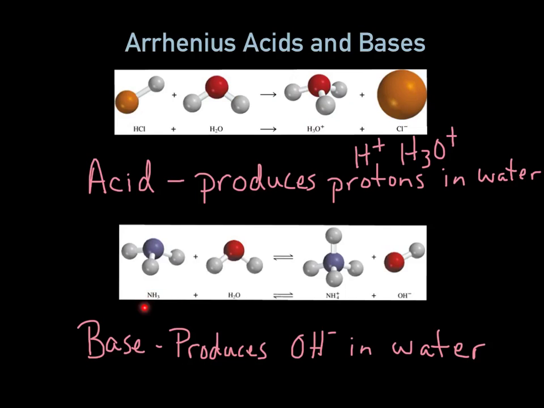So we've got NH3, which is ammonia, reacts with water, and in this case the water breaks up and one of the hydrogens goes over here and joins up with the NH3 to make the ammonium ion and the hydroxide ion. And so this would be an Arrhenius base right here. This would be an Arrhenius acid by definition.